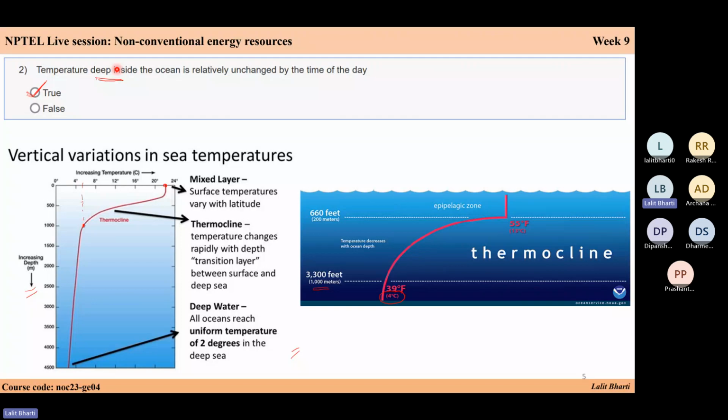So the question was: temperature deep inside the ocean is relatively unchanged by the time of the day. So yes, it is true. But be cautious about which layer they are asking about. If they ask about the top layer, then that is affected by the day as well as the atmosphere and weather outside, but not the deep water layer.